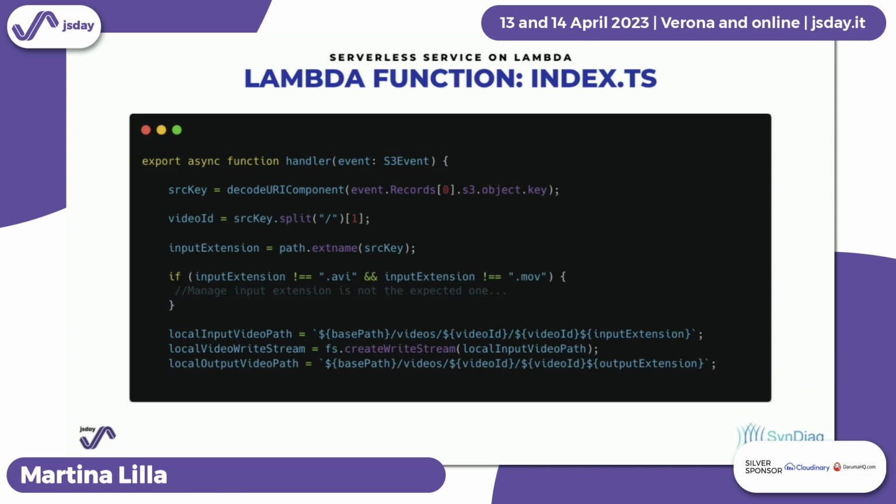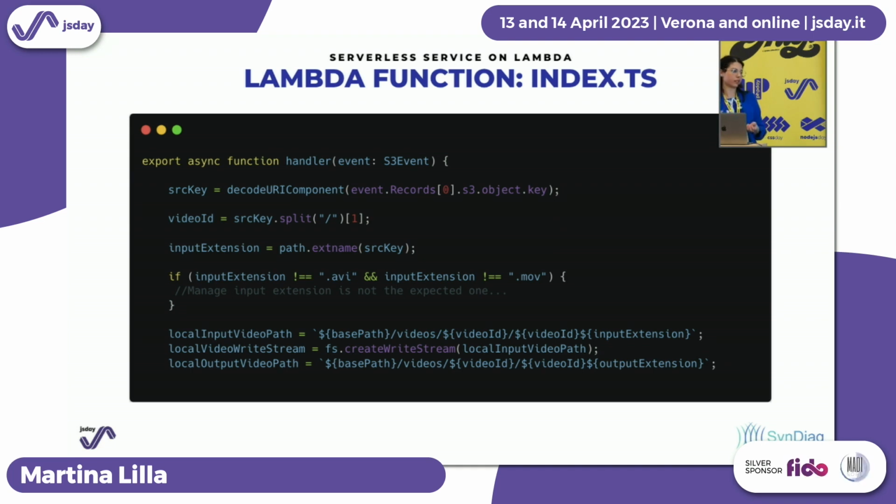To do so, in the src key, we get from the event object the object key of the video. And then we also have to check that the extension is the one expected, because otherwise there is no need to execute this Lambda. The other operations we perform are to build local paths, to use ffmpeg, and to perform the video conversion. So where to download the original video, perform the video conversion, and store the converted video.